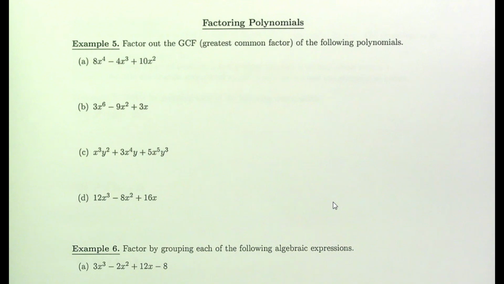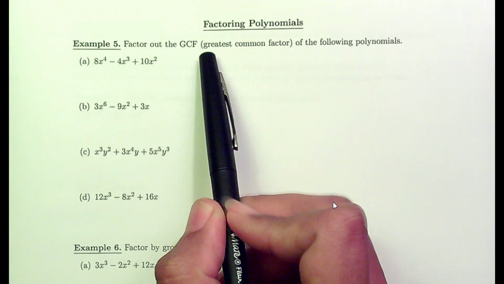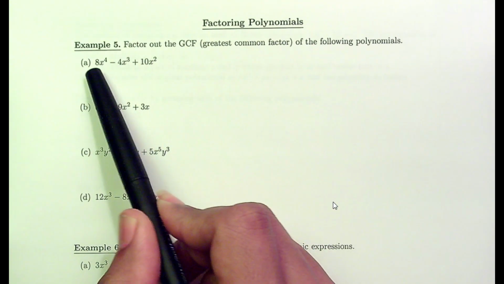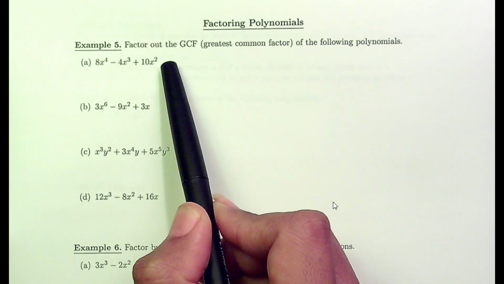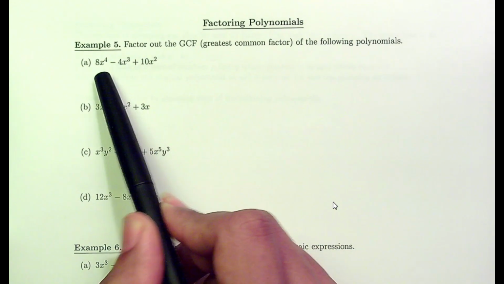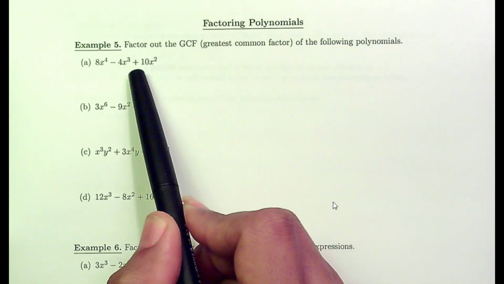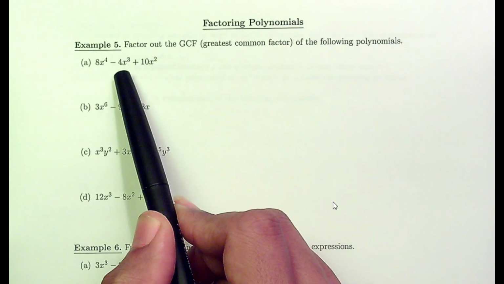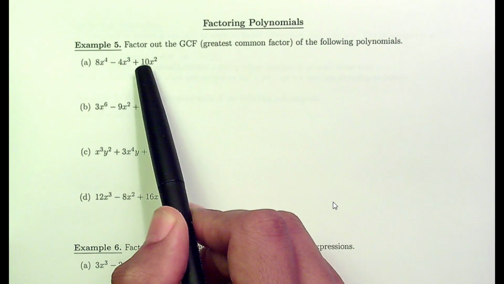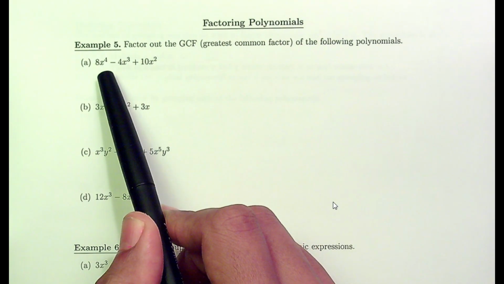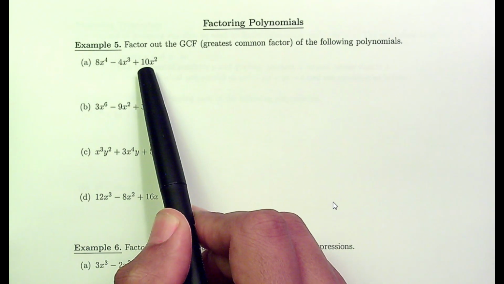So let's review that. Factoring out the GCF means pulling out the greatest common factor. But you have to look at all the terms and see what factor is common to all of them at the same time. You're going to be looking at two things: the coefficients and the powers. For the coefficients, think of the biggest number that is a factor of all of them at the same time, and that's going to be your GCF for the coefficients.